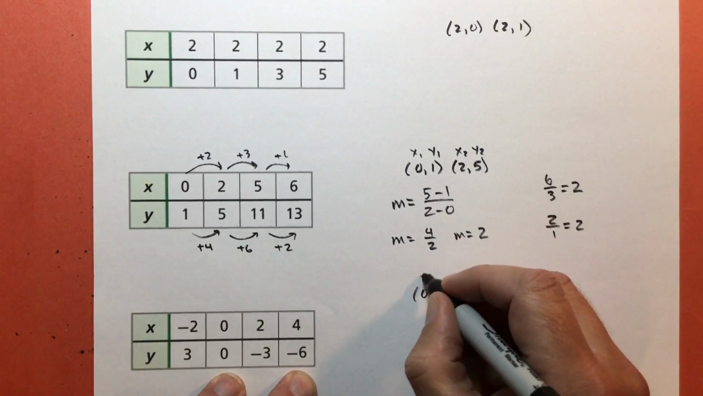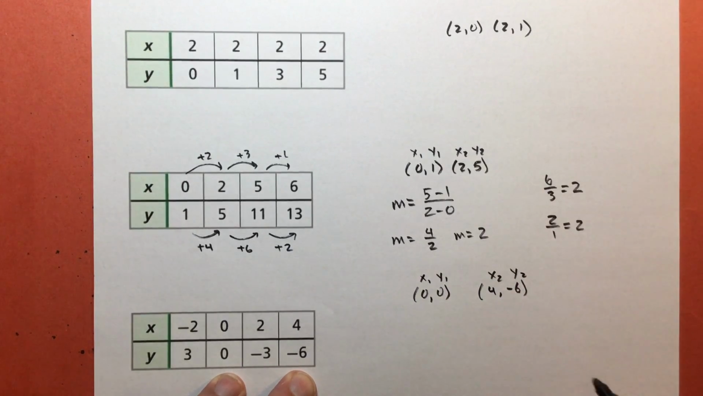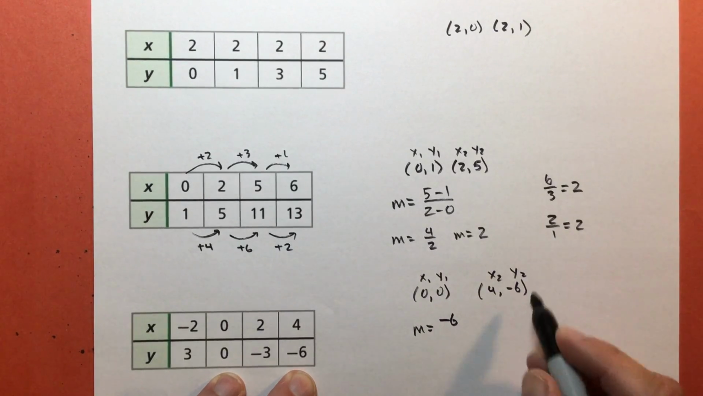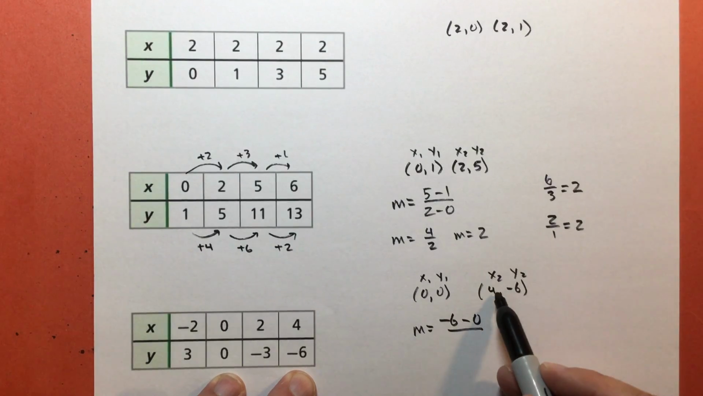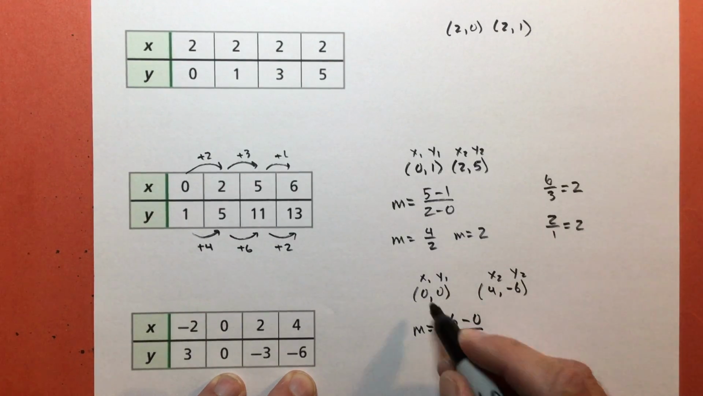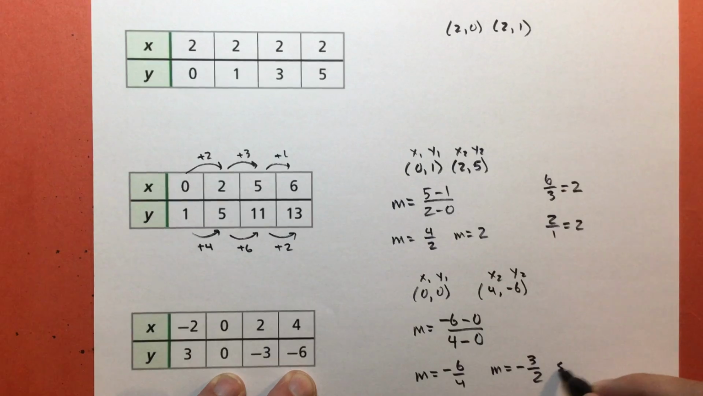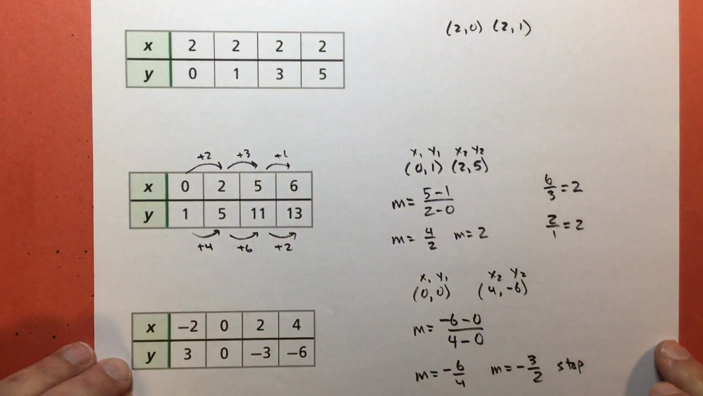So this is my first x, this is my first y, this is my second x, and this is my second y. My slope is y2, -6, subtract y1, 0, over x2, which is 4, subtract x1, which is 0. See why I picked 0, 0? Because it makes it easy. This is -6 over 4, which equals -3/2. And you can stop right there. You don't have to change it to anything else. Just leave it as -3/2.